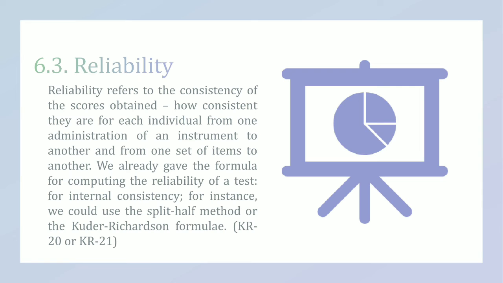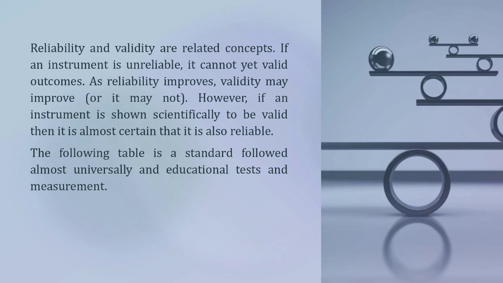6.3 Reliability. Reliability refers to the consistency of the scores obtained, how consistent they are for each individual from one administration of an instrument to another, and from one set of items to another. We already gave formulas for computing the reliability of a test for internal consistency. For instance, we could use the split-half method or the Kuder-Richardson formula.